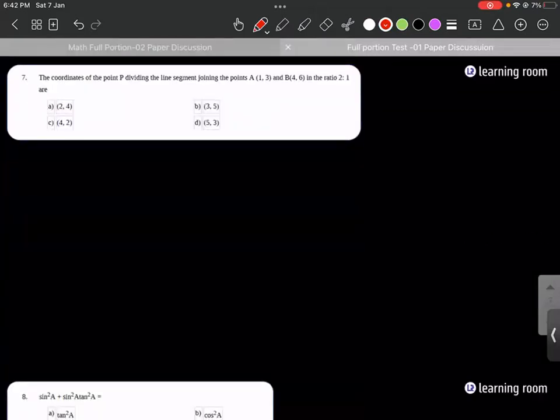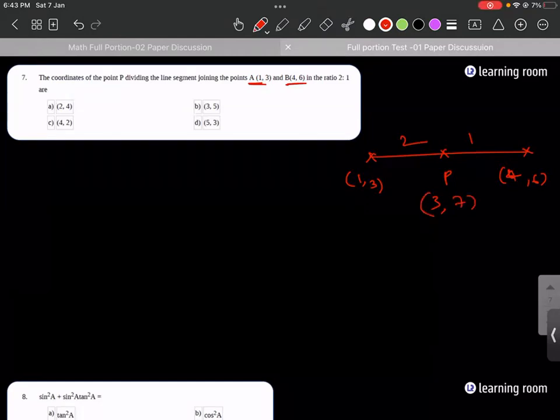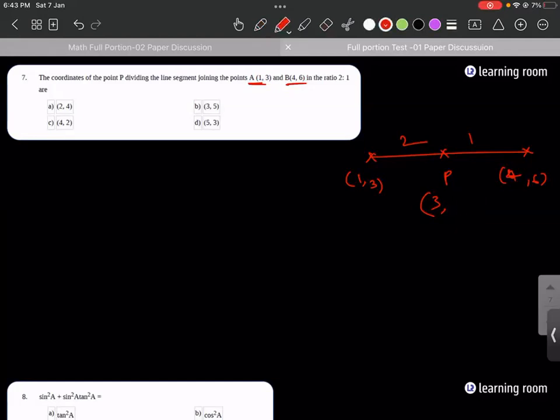So the coordinates of the point P dividing the line segment in the ratio 2:1. So if I take this as 1,3, this as 4,... 2:1. So 2 into 4 is 8 plus 1 into 3 is 3, 8 plus 3 by 3 is... no option. Sorry, 12 plus 3, 15 by 3 is 5, so 3,5. Option B should be the answer.